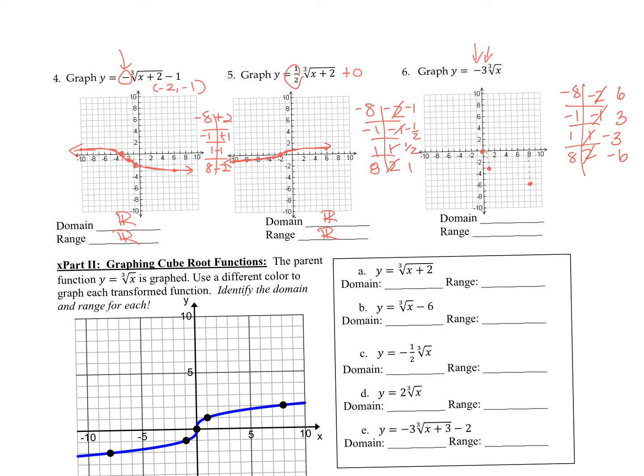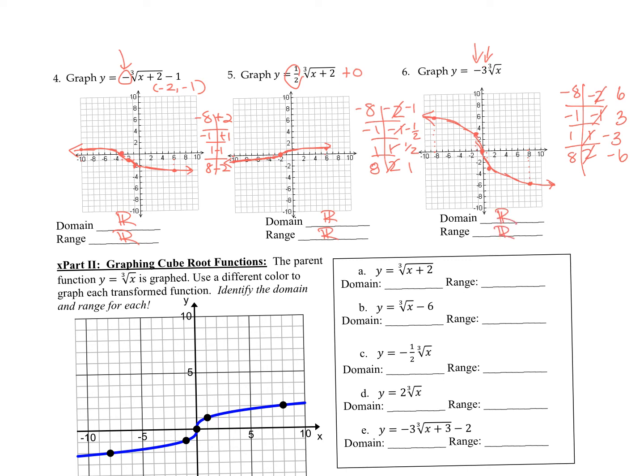And now when I go left 1, instead of going down, I'm going up, and I'm going up 3. And when I go over 8, I'm also going to be moving up, and instead of moving up 2, I'm moving up 6. And I'm going to connect these. And I have my reflected graph and my graph that's dilated by my factor of 3. My domain and range is still all real numbers.